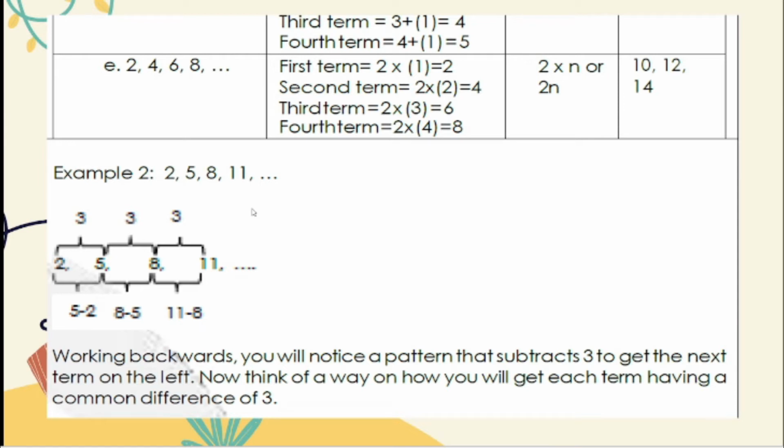Example 2: 2, 5, 8, and 11. Working backward, you will apply working backward here. You will notice a pattern: subtract 3 to get the next term on the left. Now think of a way on how you will get each term, having a common difference of 3.